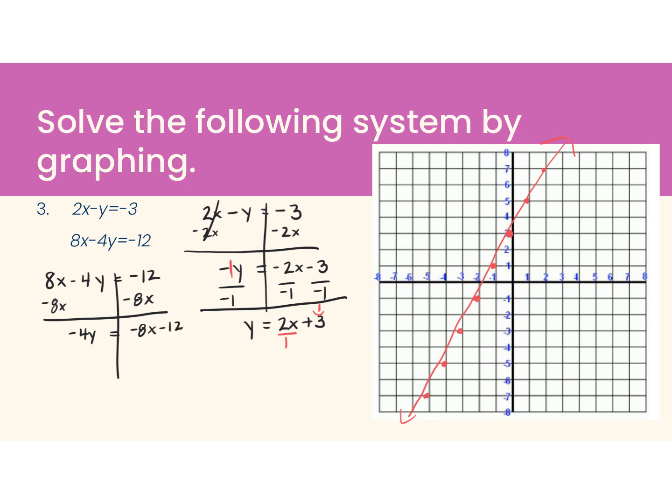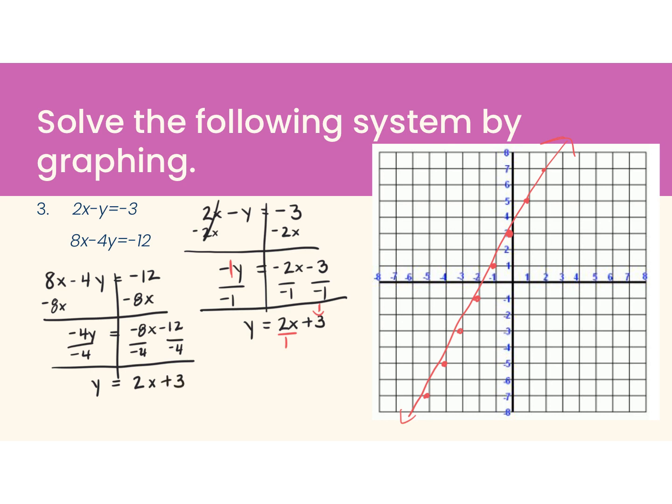Remember, we can't combine our 8 and our 12 because the 8 has an x on it and the 12 does not. I'm going to divide by negative 4, divide by negative 4, divide by negative 4. Y is all by itself now, so y equals negative 8 divided by negative 4, which gives me a positive 2x, and negative 12 divided by negative 4 gives me a plus 3.